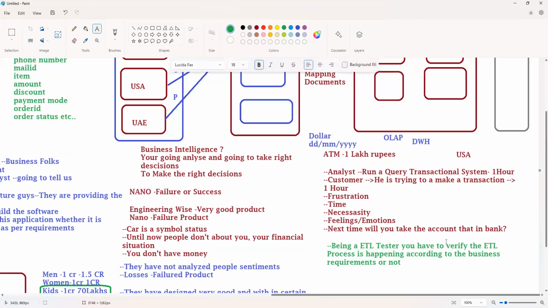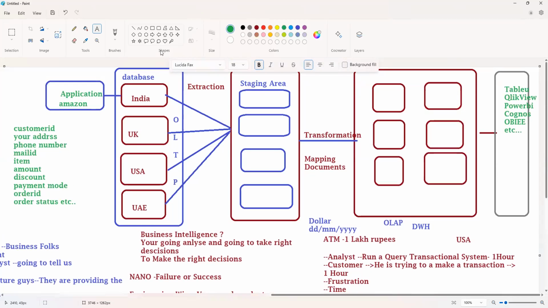This is your duty. To do this, what are the things I have to learn? Here the source can be files or it can be a database. To interact with the DB, you have to learn SQL. If it is a file, then you have to learn Unix or Linux. Just consider it is Linux.